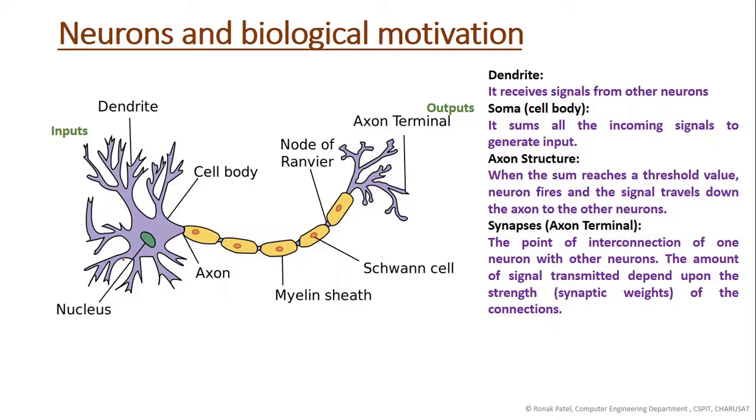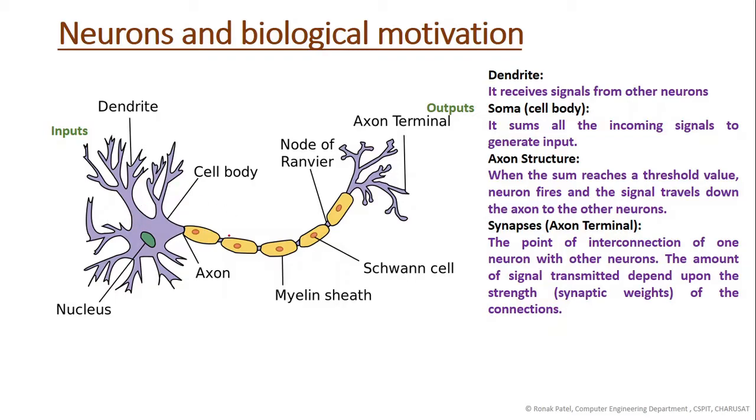The dendrite receives signals from other neurons. So this is your input. The cell body, or soma, sums all the incoming signals to generate some output. This is the axon. When the sum reaches a threshold value, the neuron fires, meaning it activates, and the signal travels along. Basically this is just to stop the signal from getting weaker. And the last part is the axon terminal, or synapses. It's the output of this neuron. It's a point of interaction of one neuron with other neurons, meaning if you have another neuron, this output will go to the input of that neuron.